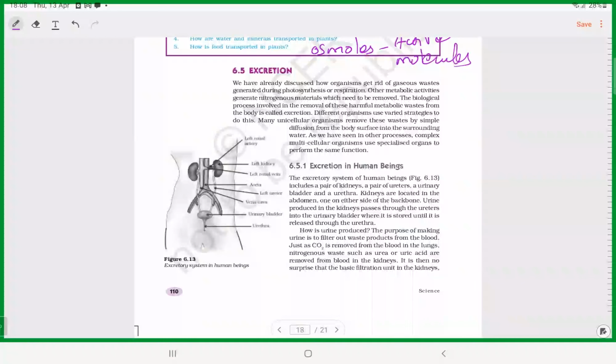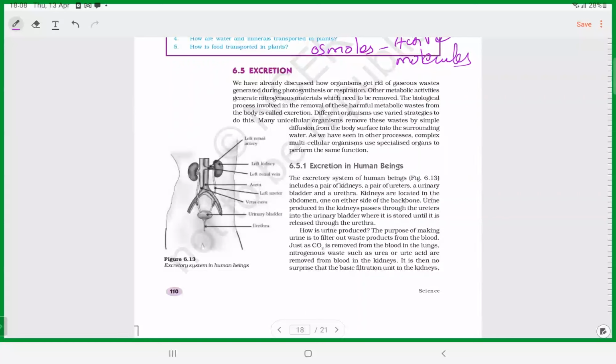What is exoosmosis and endoosmosis? Anirudh? Water moves from inside to outside: exoosmosis. Endoosmosis? Inside. Endoosmosis. Yes.